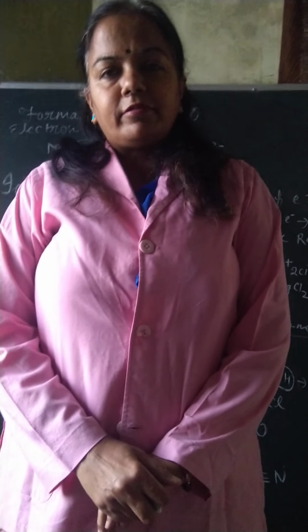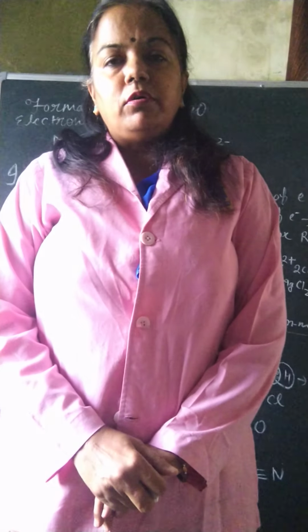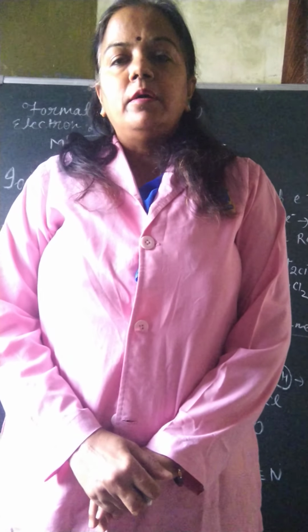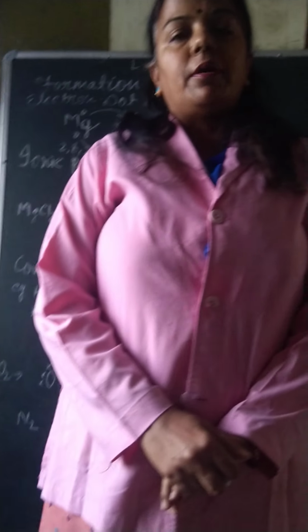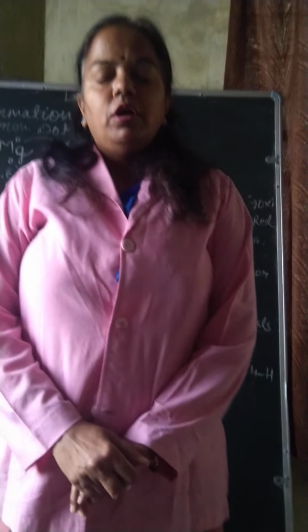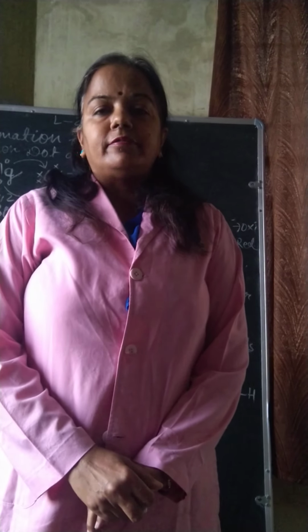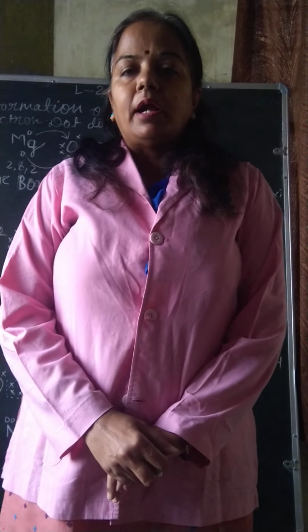Class 10th students in chemistry class. We have already started lesson 2 and the topic was ionic bond. One ionic compound I have told you, the formation of one compound I have told you, that was sodium chloride. Now today I will tell you two more examples of ionic compounds, magnesium oxide MgO and magnesium chloride MgCl2. So let's start.